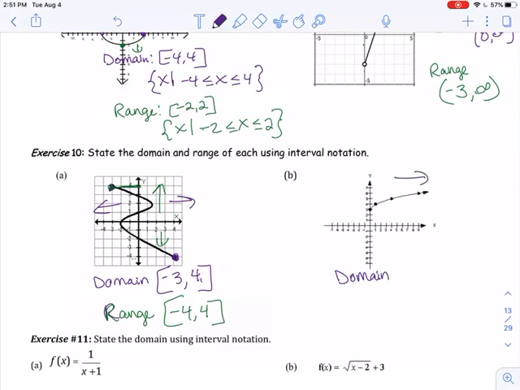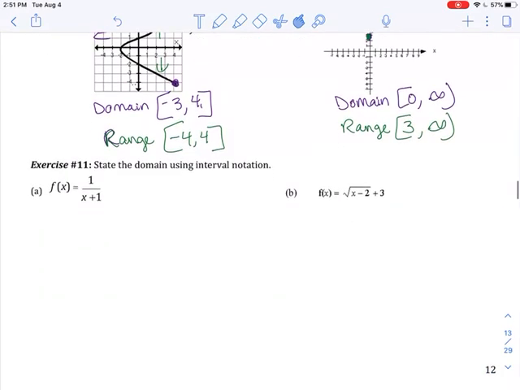Looking at B, my domain, my x's go left, right. The lowest x value is 0. I am including 0, so I'm going to use a bracket. My highest x value, look, there's an arrow there, so that's going to go to infinity. And then my range are my y values. My lowest y value is right here at 3. I am including the 3. My highest y value is, I look up, there's no upper y value. This arrow, even though it's going gradual, it's going to the right and up, so that is going to be infinity.